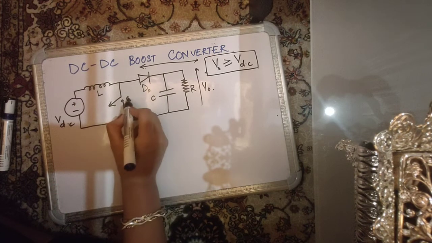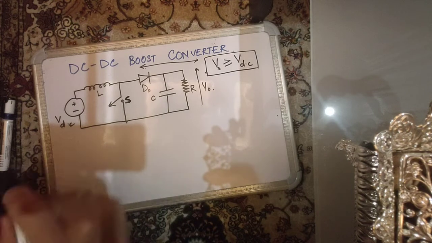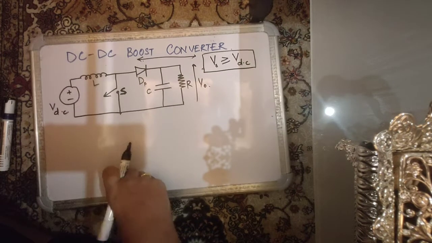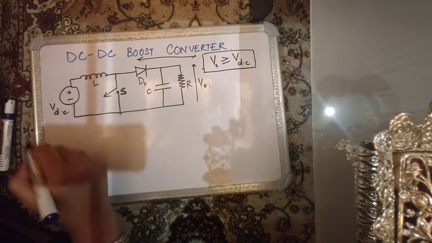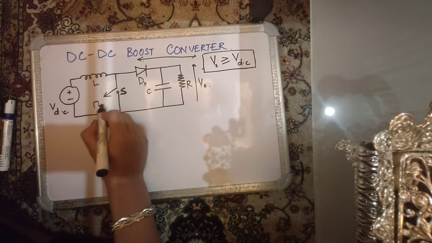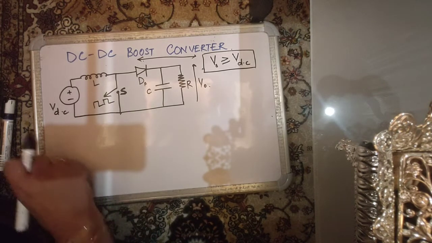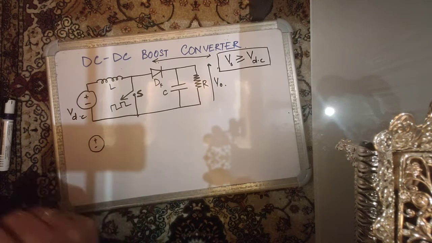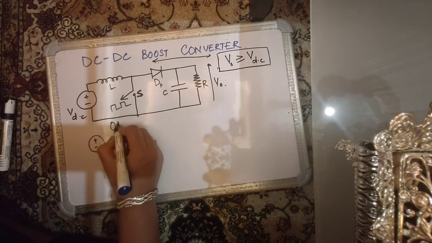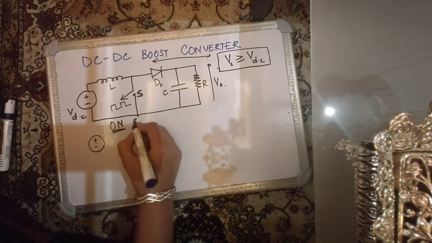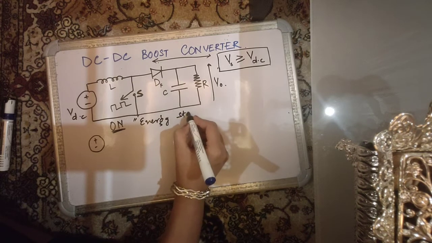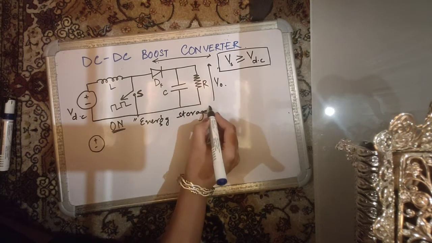You know that this device S, the switch used over here, is a fully controlled device as used in all DC to DC converters, and it is switched at a very high switching frequency. Assuming that you're giving some switching pulses to this device, you are going to analyze the circuit behavior. So when the switch is on, which is often referred to as the energy storage interval, let's see what happens during that interval.